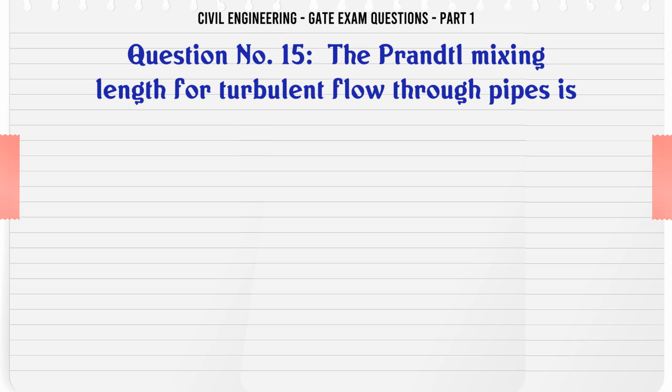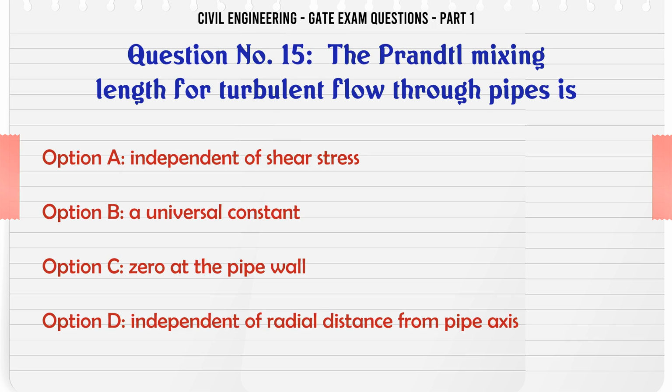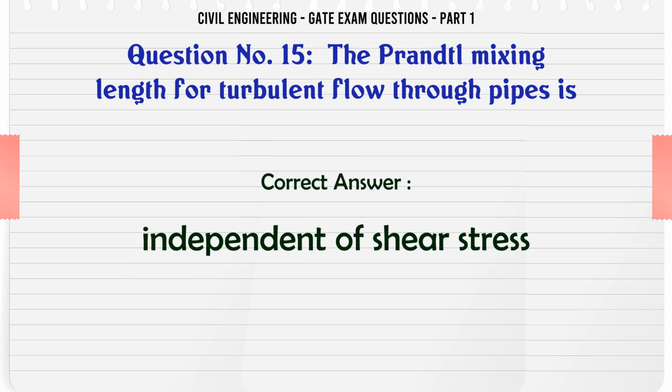The Prandtl mixing length for turbulent flow through pipes is: A. independent of shear stress, B. a universal constant, C. 0 at the pipe wall, D. independent of radial distance from pipe axis. The correct answer is independent of shear stress.